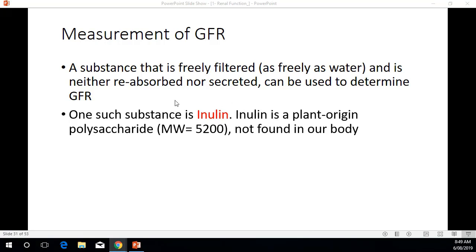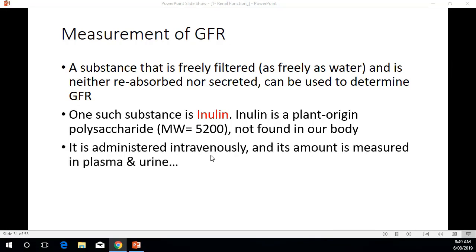So inulin is a plant origin polysaccharide not normally found in our body, but if you inject inulin into a person, this substance only gets filtered. Nothing else happens to it when it is passing through the tubules. So by measuring the amount you injected into the patient and the amount that comes out in the urine, you can measure filtration. So it is given intravenously and then you measure its amount in plasma and the amount in urine, and there's a formula that you can use to calculate GFR.